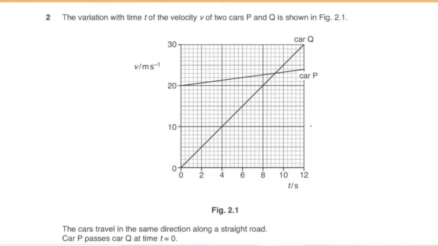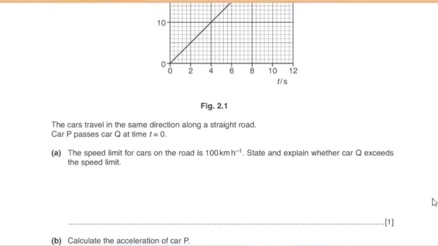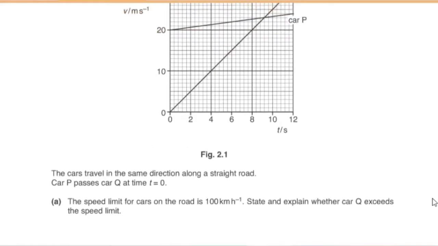Question number 2, the variation with time t of the velocity v of two cars P and Q is shown in figure 2.1. The cars travel in the same direction along a straight road. Car P passes car Q at time t equals 0. Part A, the speed limit for cars on the road is 100 km per hour. State and explain whether car Q exceeds the speed limit.